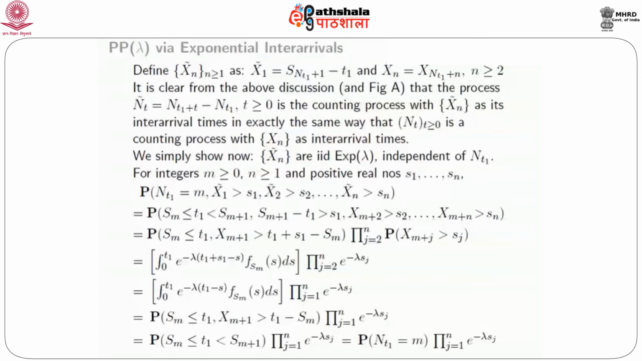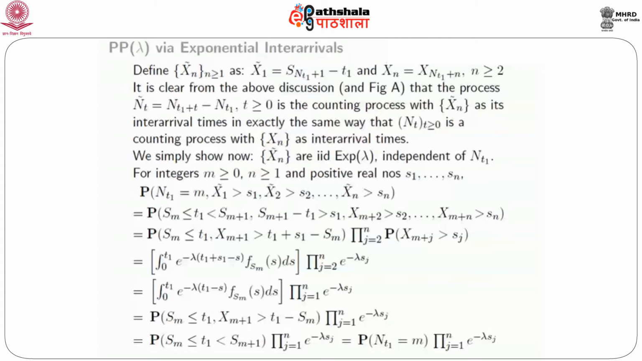But then by the same argument as used before, this integral is nothing but the probability of the event that Sm is less than t1 and X_{m+1} is greater than t1 minus Sm. This event is exactly equivalent to the event that Sm is less than or equal to t1, which is less than S_{m+1}, which in turn is just the event that N(t1) equals m. So at the end of the day, we end up getting this final result.